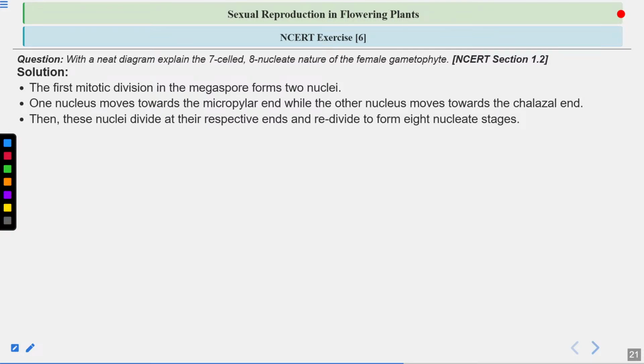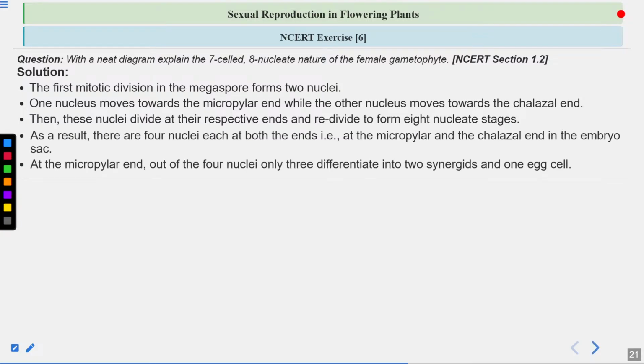Then these nuclei divide at their respective ends. They divide and redivide and form the 8-nucleate stage. Total 8 nuclei, 4 at each pole. So as a result, there are 4 nuclei at both ends, at the micropylar end and the chalazal end in the embryo sac. At the micropylar end, out of the 4 nuclei, only 3 differentiate into 2 synergids and 1 egg cell.